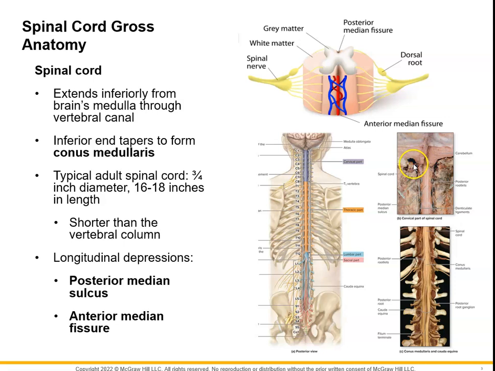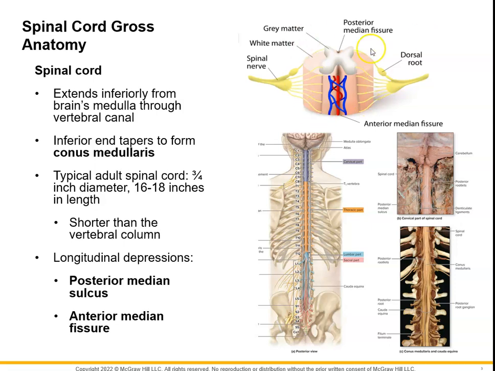Now, this is the superior part of the spinal cord, and this is the distal part of the spinal cord. So near the end of the cord, it actually comes to a pointed little area called the conus medullaris. So it's sort of like a cone, or comes to a point near the middle portion of the spinal cord. Now, we're going to look a little bit more at that in just a few minutes, but the typical adult spinal cord is about 3/4 of an inch in diameter and somewhere around 16 to 18 inches in length on the average adult. Now, it is shorter than the vertebral column, and a couple of things to add here.